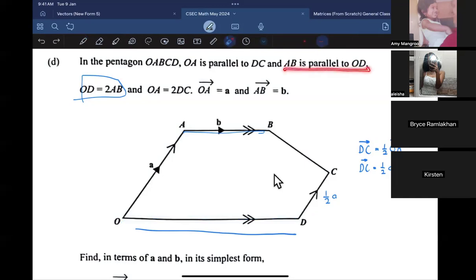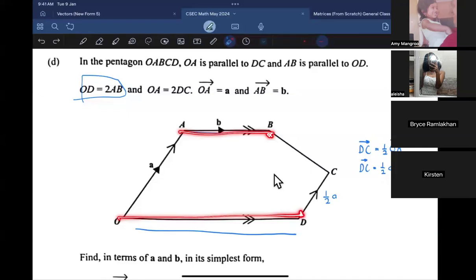AB is parallel to OD. All right, so if two vectors are parallel, that means they're pointing in the same direction. And you can see that they are pointing in the same direction. So how many ABs would it take to make one OD? Two. So if A to B is just B, and remind me how many ABs it would take to make OD? Two. So how could I write OD as? Two AB. Correct.